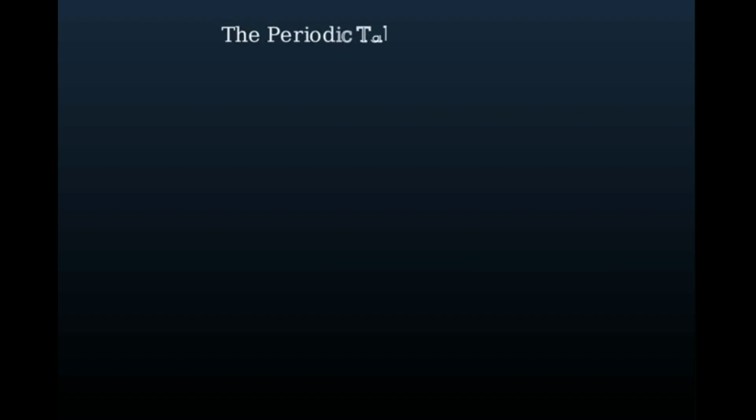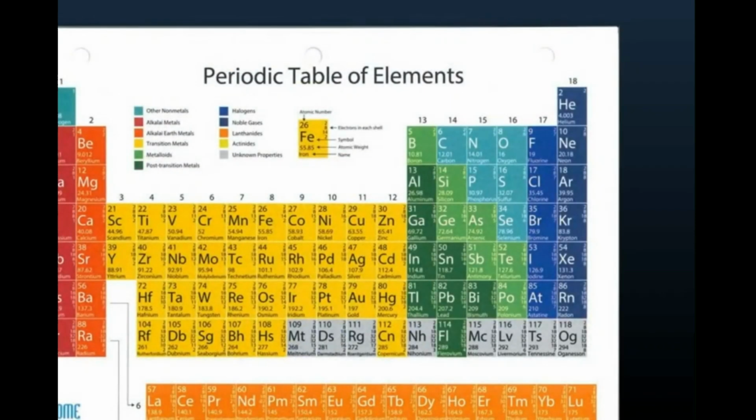The periodic table is a systematic arrangement of chemical elements, organized by their atomic numbers, electron configurations, and recurring chemical properties. The periodic table organizes elements by increasing atomic number, which is the number of protons in an atom's nucleus. Elements are arranged in rows called periods and columns called groups. Elements in the same group share similar chemical properties.